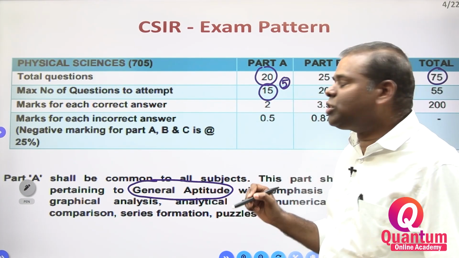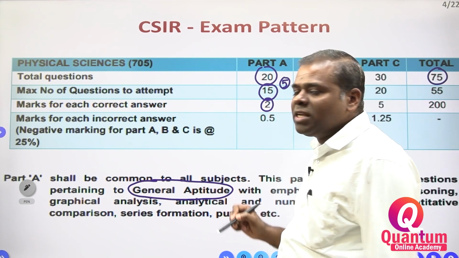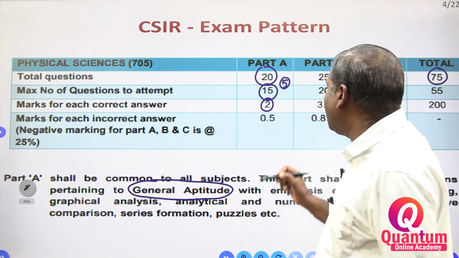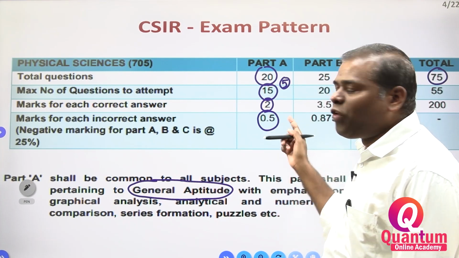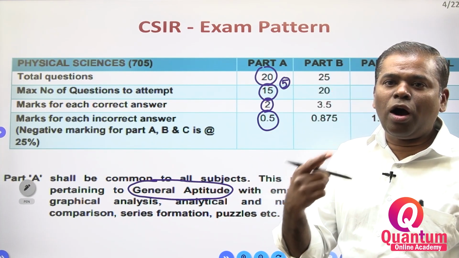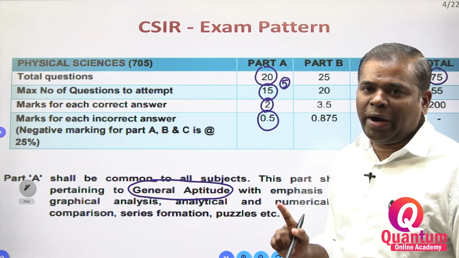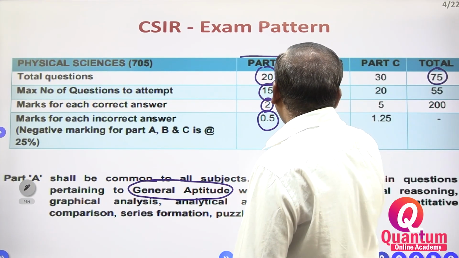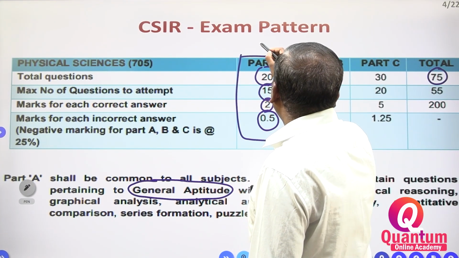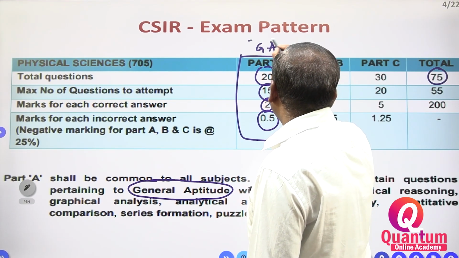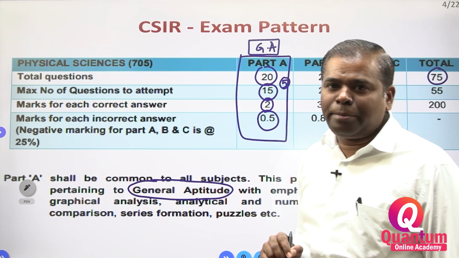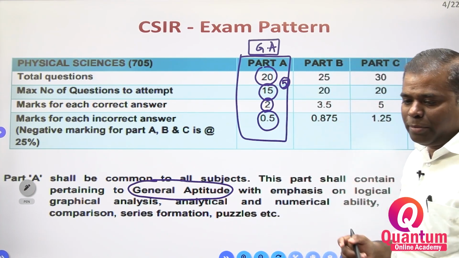Each and every question carries 2 marks. For each wrong answer you lose 0.5 marks. This is part A in CSIR, which asks general aptitude questions. Now part B.